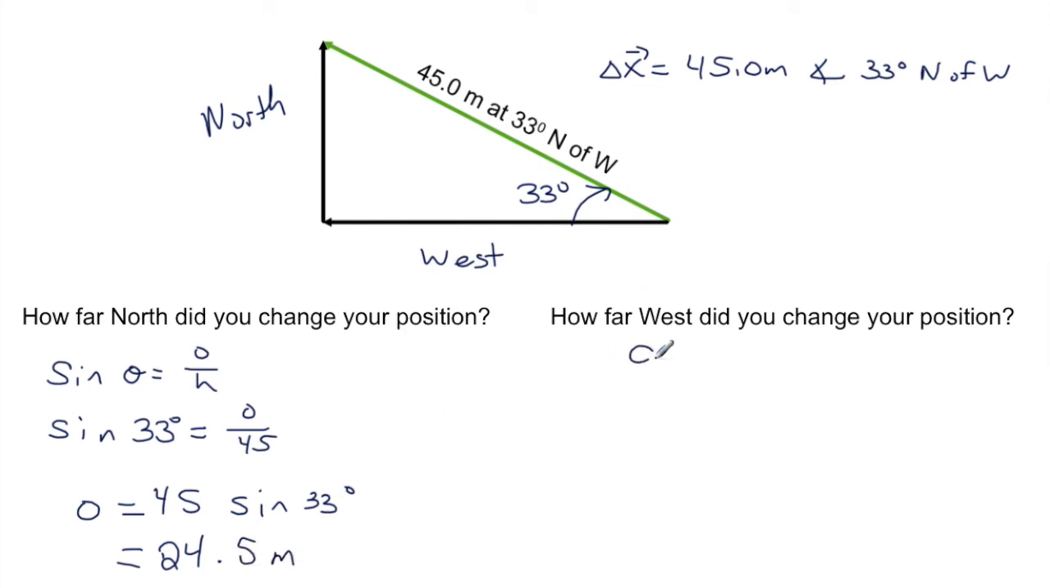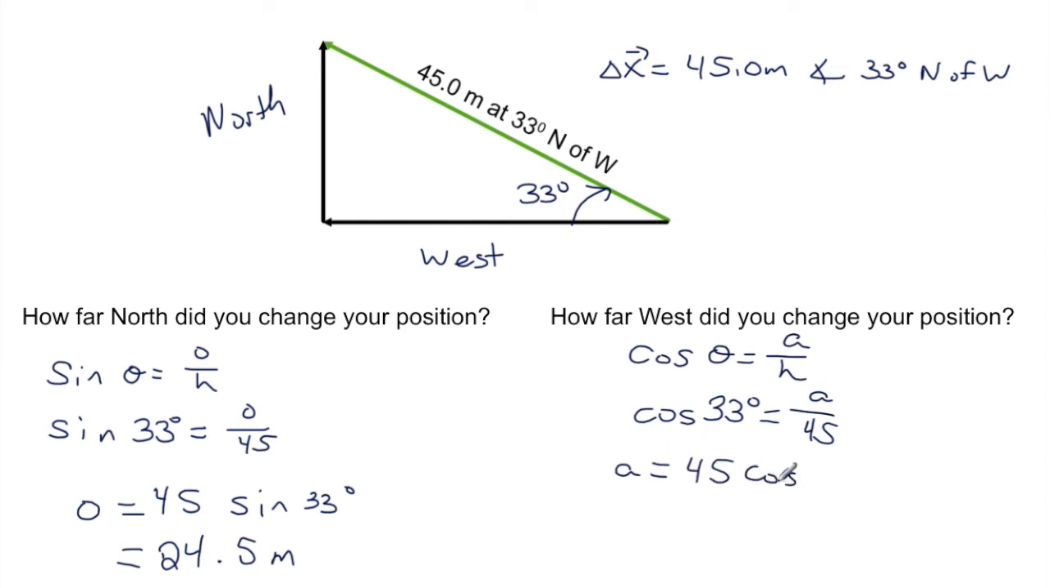And likewise, keeping in mind that cosine of theta is adjacent over hypotenuse, the cosine of this angle, 33 degrees, is equal to the adjacent side over 45 meters, the adjacent side representing how far west I've traveled. So the adjacent side would be equal to 45 cosine 33 degrees. The adjacent side is equal to 37.7 meters.